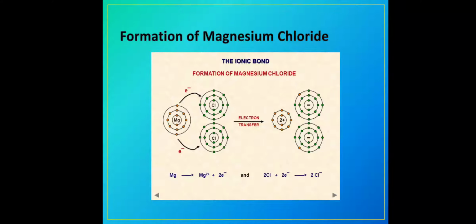A magnesium ion with the electronic configuration 2, 8 is formed, and chloride ions with the electronic configuration 2, 8, 8 each are formed. So now the 2 negatively charged chloride ions will be attracted to one single positively charged magnesium ion, and this is the formation of magnesium chloride.